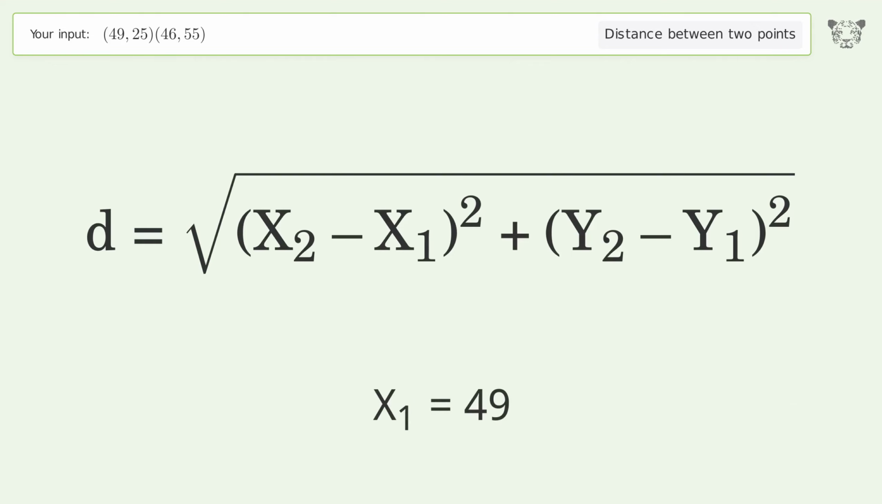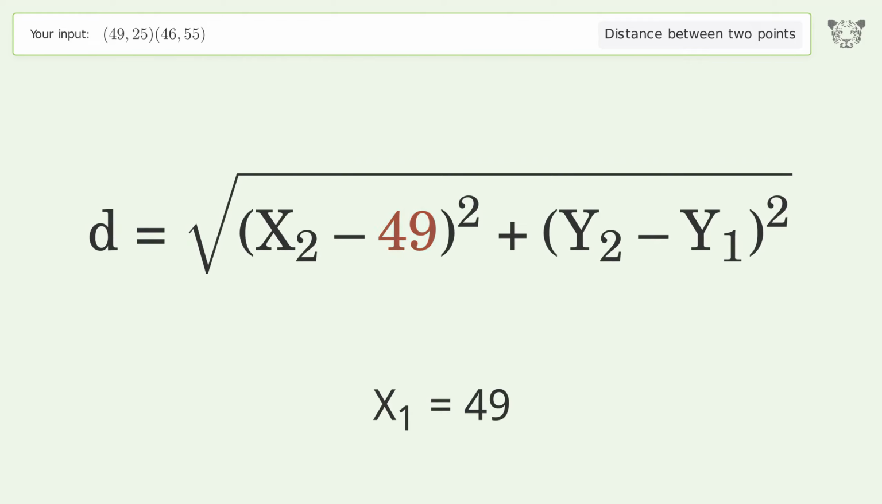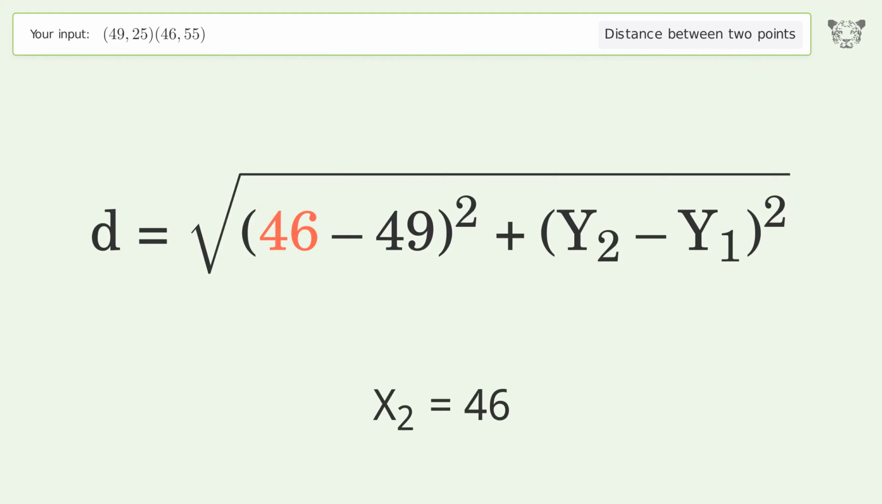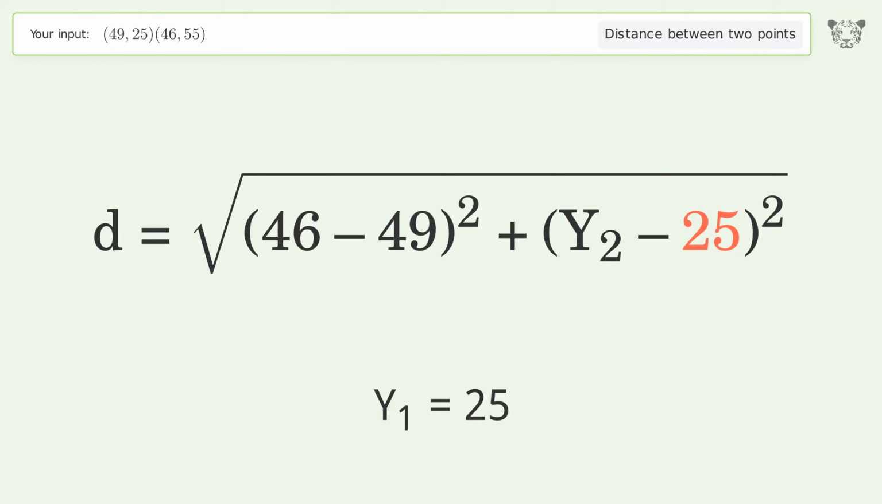x1 equals 49. x2 equals 46. y1 equals 25. y2 equals 55.